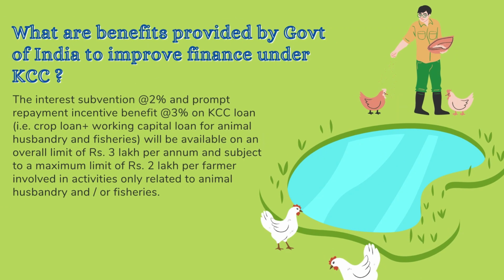What are the benefits provided by the Government of India to improve finance under KCC? The interest subvention at 2% and prompt repayment incentive benefit at 3% on KCC loan, i.e. crop loan plus working capital loan for animal husbandry and fisheries, will be available on an overall limit of 3 lakh rupees per annum, and subject to a maximum limit of 2 lakh rupees per farmer involved in activities only related to animal husbandry or fisheries.